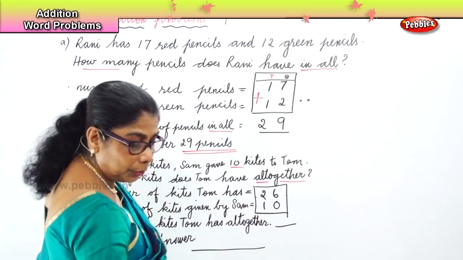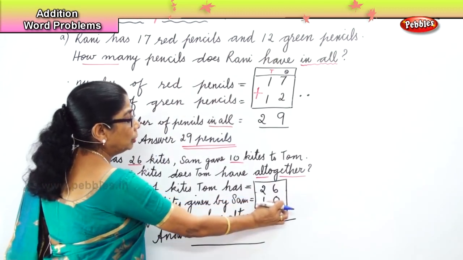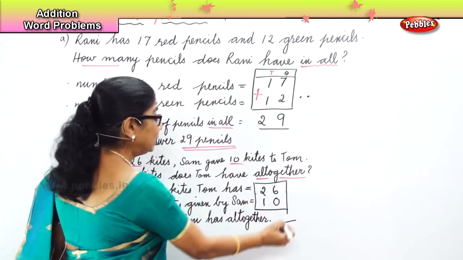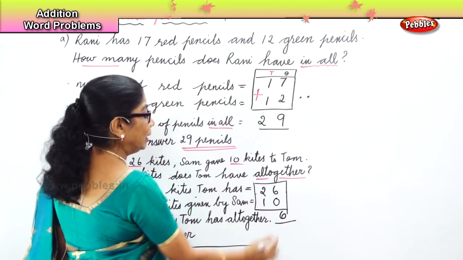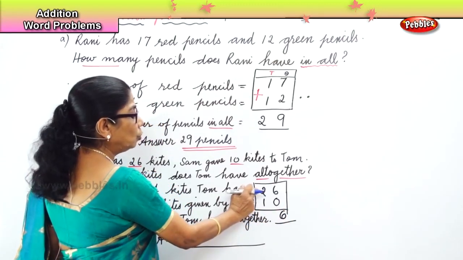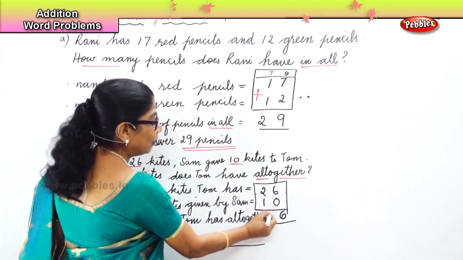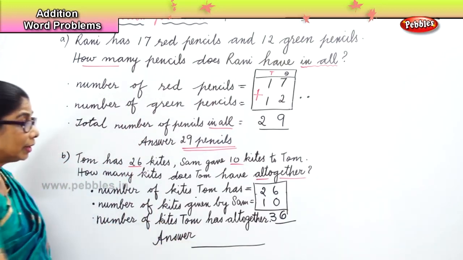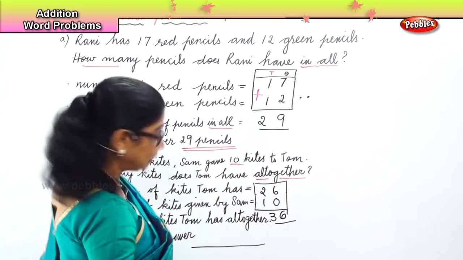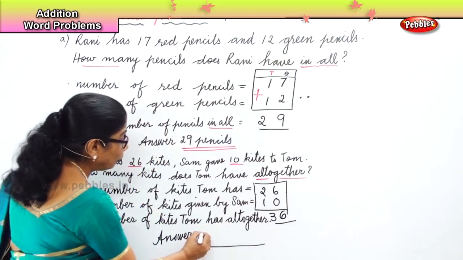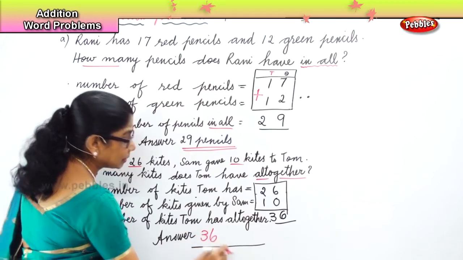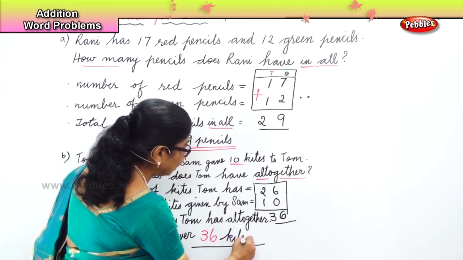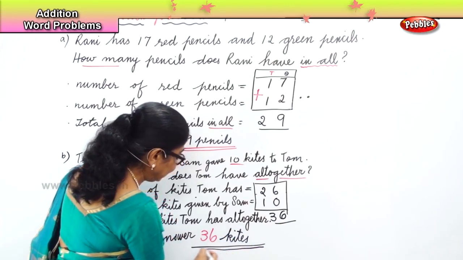All right. Now, when you do addition, you do the ones first. 6 ones and 0 ones is 6 itself. Any number plus 0 is the same. 2 tens plus 1 ten is 3 tens. So what is the number of kites Tom has altogether? 36. He's got 36 kites. You must write 36 kites and that's your answer.